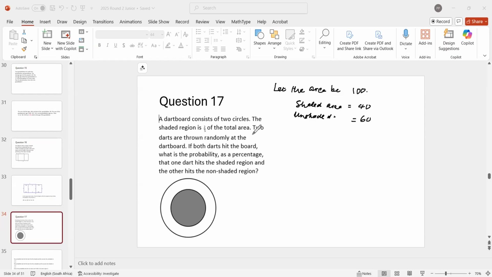Now, so what is the probability? Now, there are various possibilities. I'm throwing two dots. The two dots could be, let's call it dot 1 and dot 2. They both could be in the unshaded. Let's call it U and U. And they both could be in the shaded.